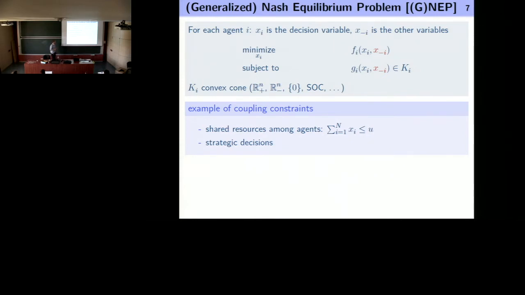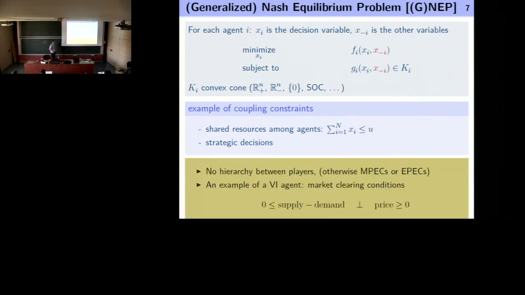So as an example of coupling constraints, you may have shared resources. And to say that I'm not making this up, yesterday Martin gave me an example. For instance, if you have a river and you have some hydro plants on the river, then the inflow that you get depends on whether the guy before you released some water or not. And it could also come from strategic decisions.